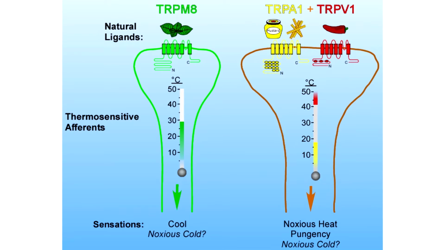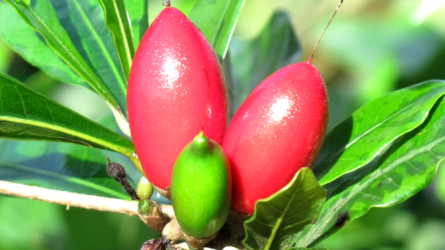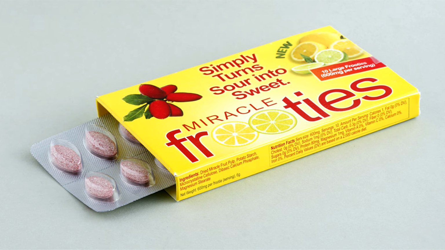The TRPA1 receptor reacts to noxious and inflammatory irritants such as mustard and wasabi, however, it can also be activated by low temperatures. And lastly, the Synsepalum dulcificum, also known as the miracle fruit, due to its active component miraculin, is believed to make the sweet receptor responsive to acids, thus making sour food taste sweet, for about an hour.